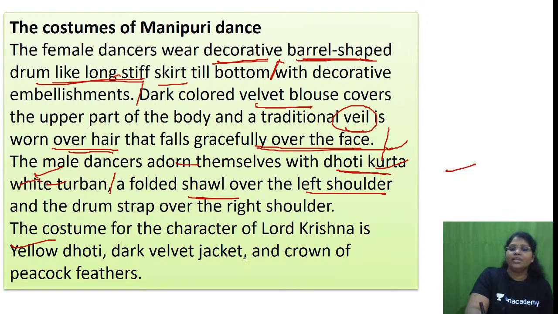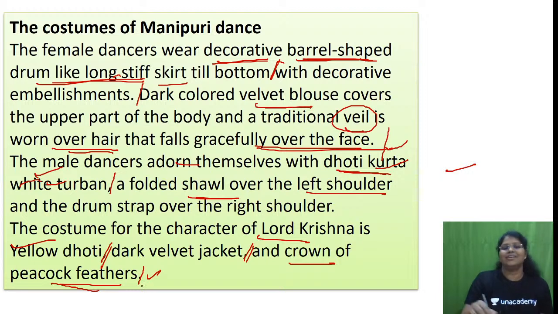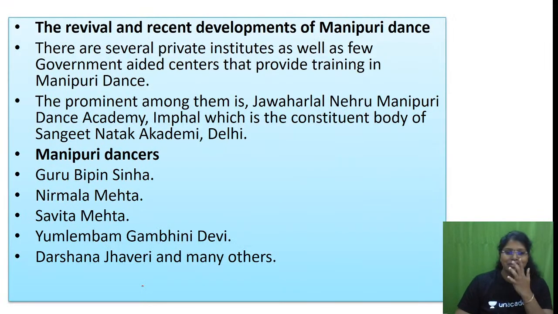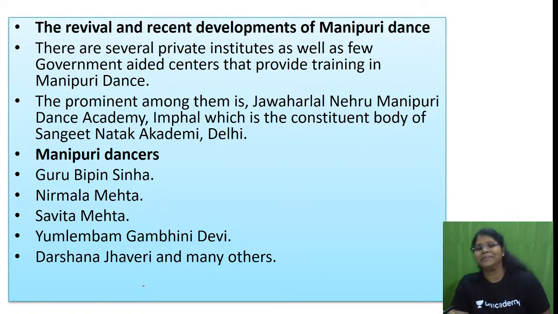So the costume for the character of Lord Krishna is a yellow dhoti, dark velvet jacket, and a crown of peacock feathers. Why? How do we see Lord Krishna? Is he fair colored? No, he is dusky. So always they try to represent Lord Krishna with the yellow dhoti, with the velvet jacket. Yellow dhoti, velvet jacket, crown. Of course, this crown is made with peacock feathers. Very interesting points, but we know this already.